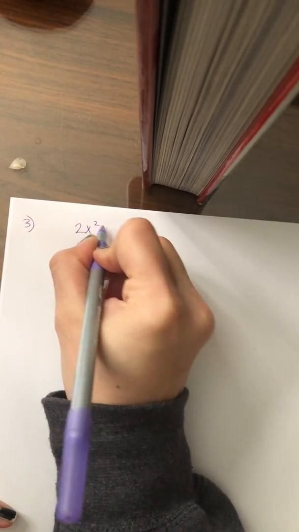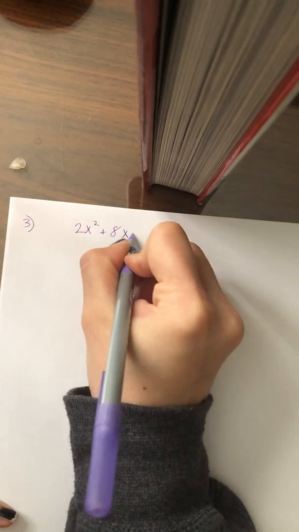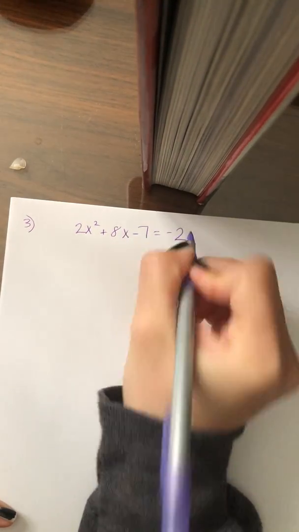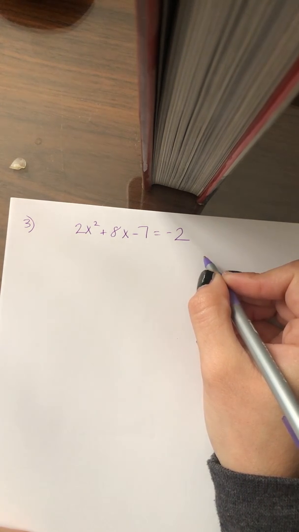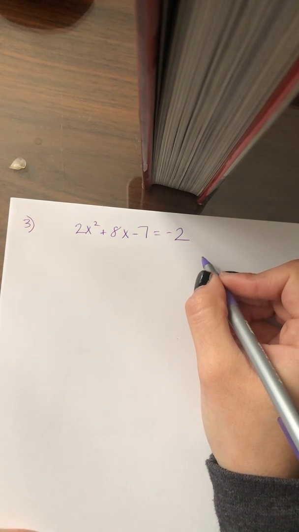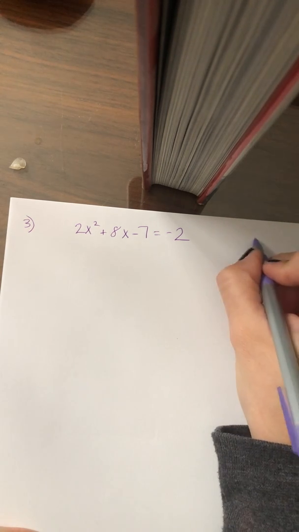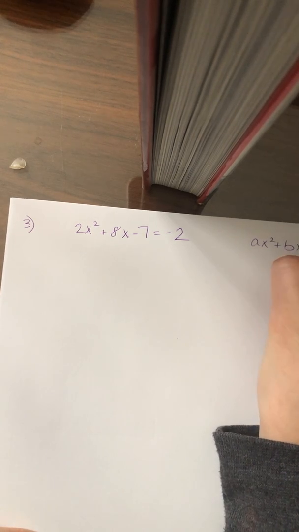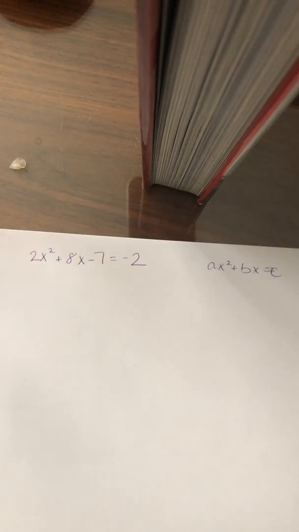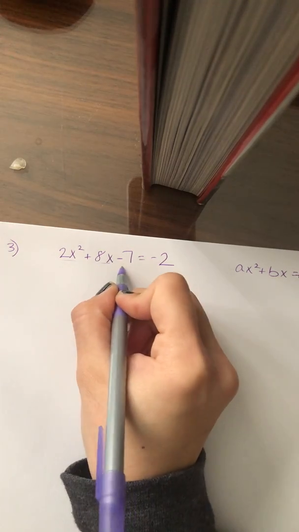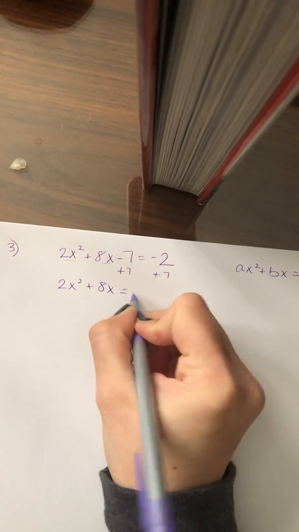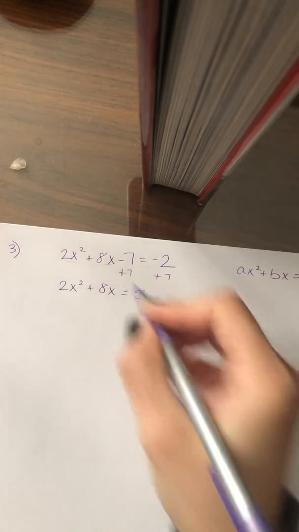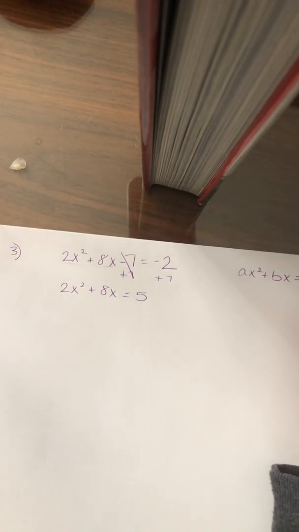So we have 2x squared plus 8x minus 7 equals -2. All right, first step is to put the variable terms on the left in standard form and the constant on the right. So I want my equation looking like this, equals C. So I want all these terms here. I've got to move this one. So I have 2x squared plus 8x equals 5. Okay, so step 1 is done.